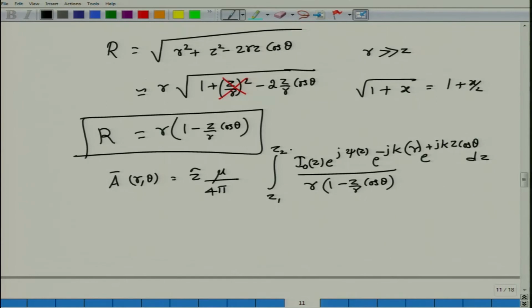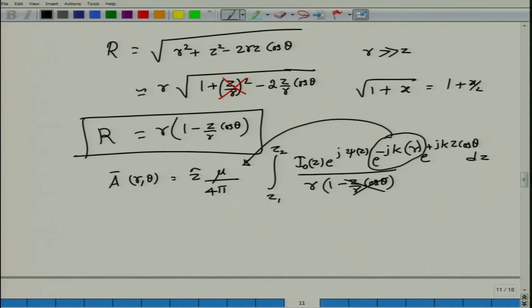Okay, this is what you have. Now e power minus jkr doesn't depend on z, right, because it is only dependent on the small r. So I can pull this equation out of the integral. Similarly, I will neglect this z by r cos theta in the denominator.